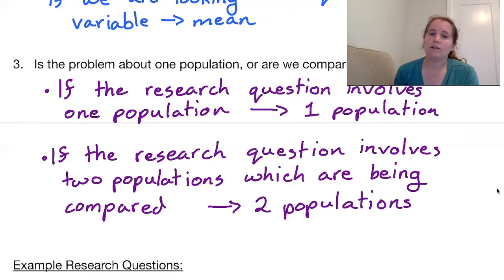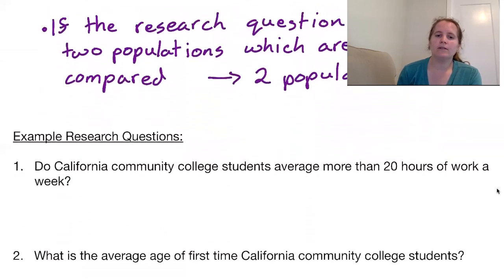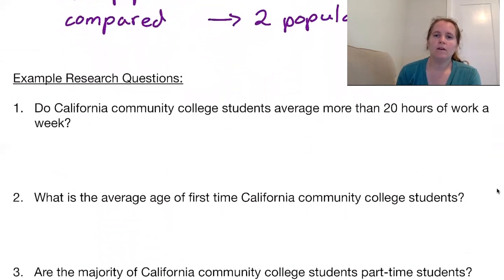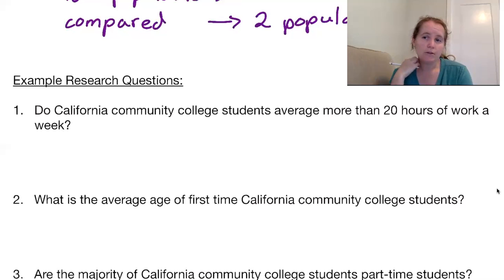So here we have a series of 5 research questions. And our job is to simply determine what we are working with. So this first question, do California community college students average more than 20 hours of work a week? So we have the word average. So we know we are talking about the mean.